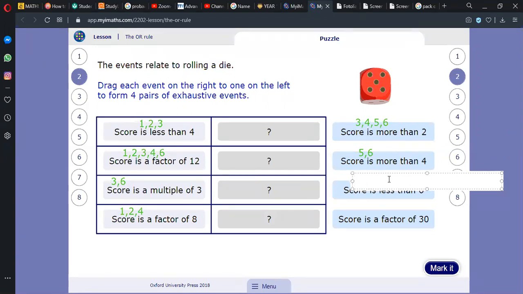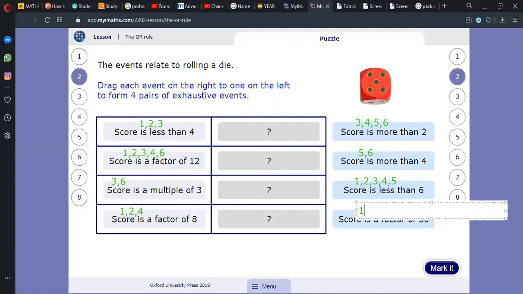Less than 6 is definitely all of 1, 2, 3, 4, and 5. All those numbers are less than 6. Okay, next we have score is a factor of 30. Factors of 30 on a die: you have 1, 2, 3, 5, and 6.